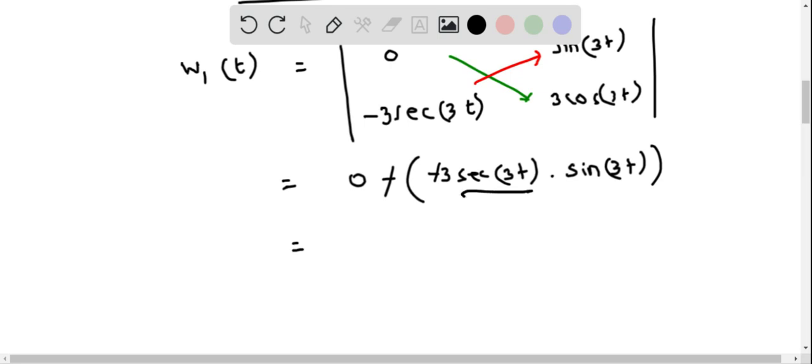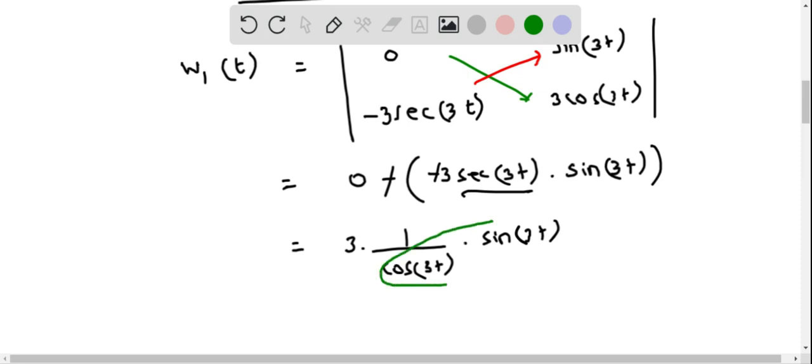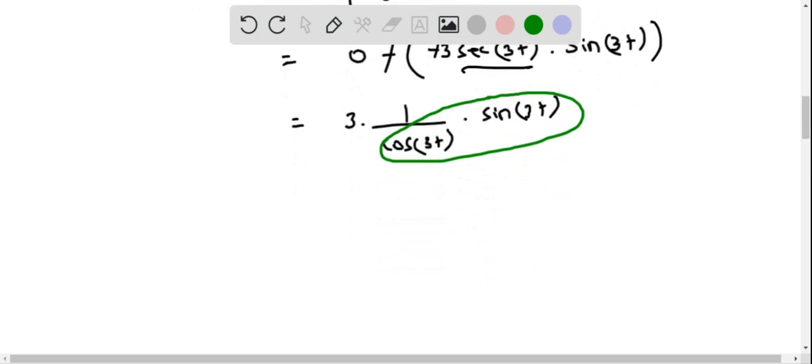I replace this secant 3t using the reciprocal identity, which is 1 over cosine 3t, times sine 3t. And we can now combine these two. That is sine 3t over cosine 3t, using the quotient identity, equals tangent 3t. So therefore this equals 3 times tangent 3t. And this is W1 of t.